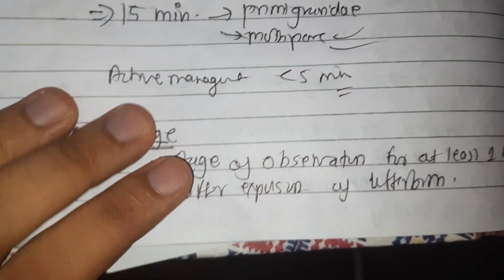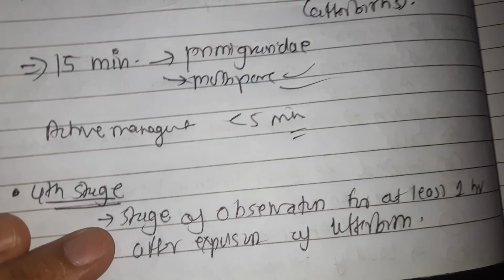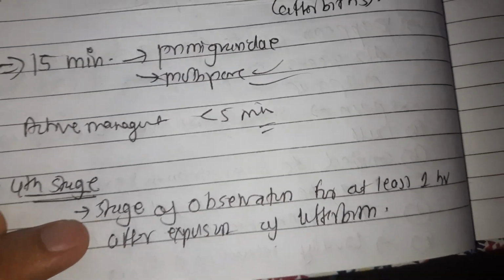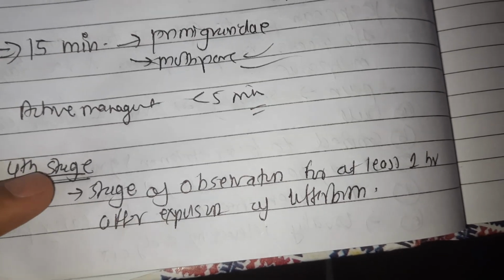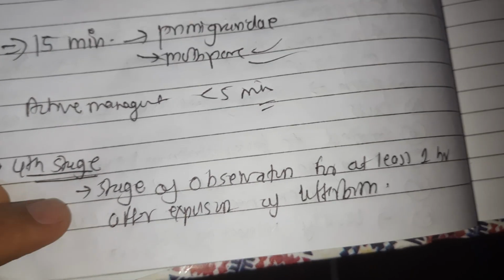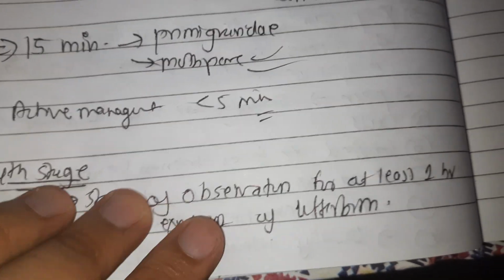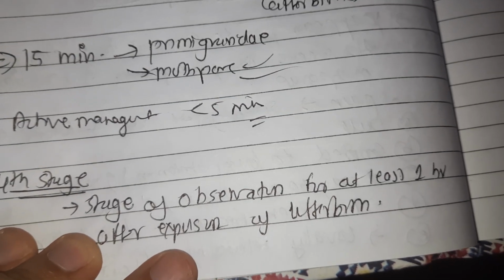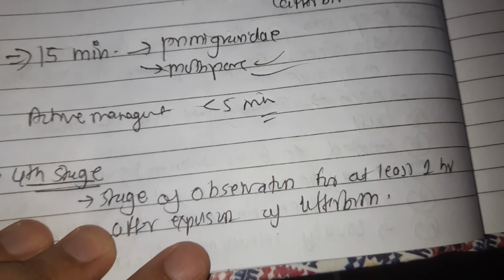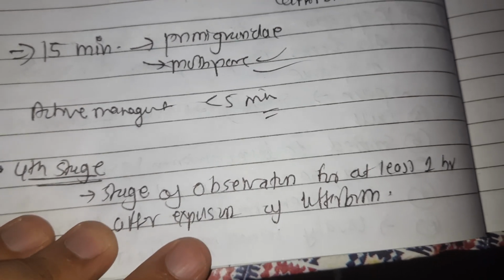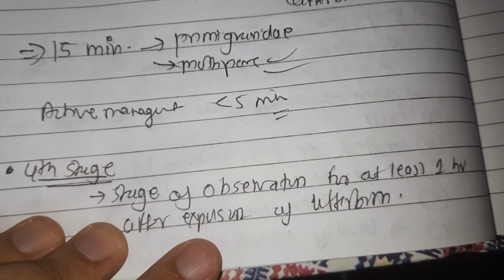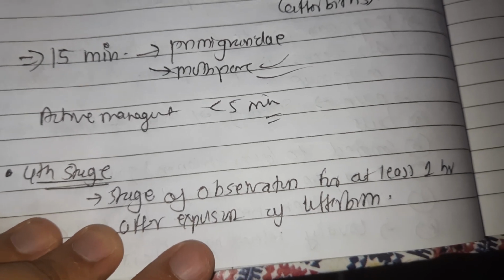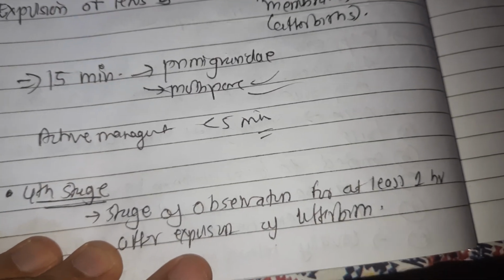And there is an additional stage, something called the fourth stage. It is a stage of observation for at least 1 hour. It is not the actual delivery process, but a stage of observation for at least 1 hour after the expulsion of the afterbirth, that is the expulsion of the placenta and membranes. During this period the maternal vitals, uterine contraction and any vaginal bleeding are monitored. The baby is examined, and these are done to ensure that both the baby and mother are well.